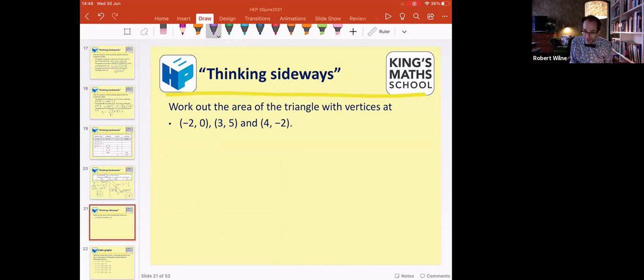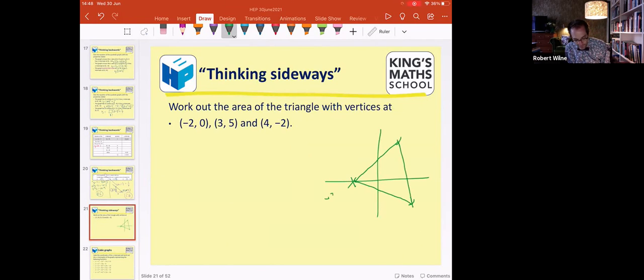Again, this is a question I use a lot when I'm asking students, but also again training teachers, to work out the area of the triangle. And there's one a bit like it on the practice questions. And so always first thing is draw a picture. So we've got -2, 0, we've got 3, 5, and we've got 4, -2. So that's my triangle. What's its area?